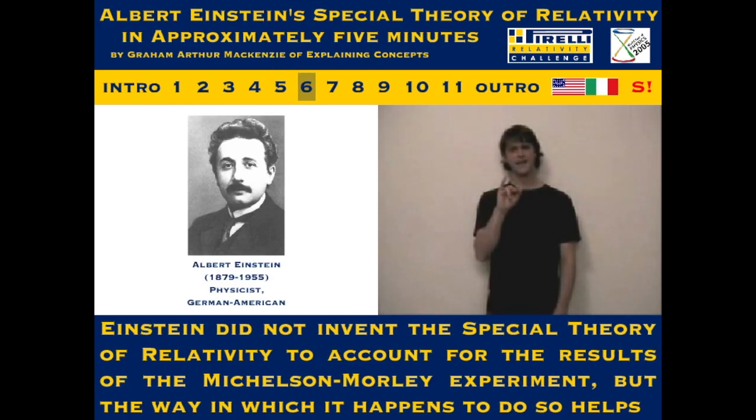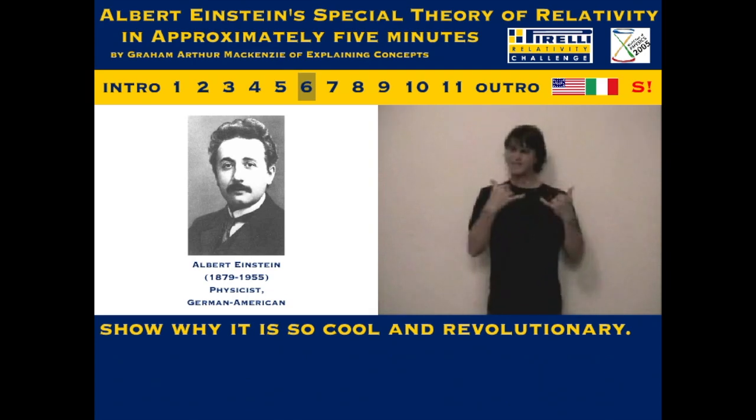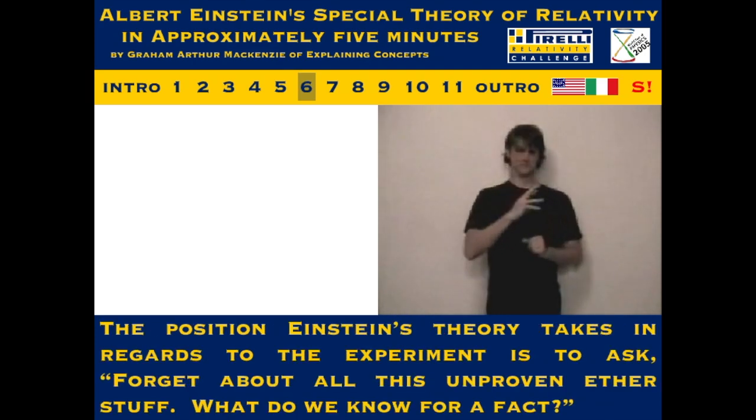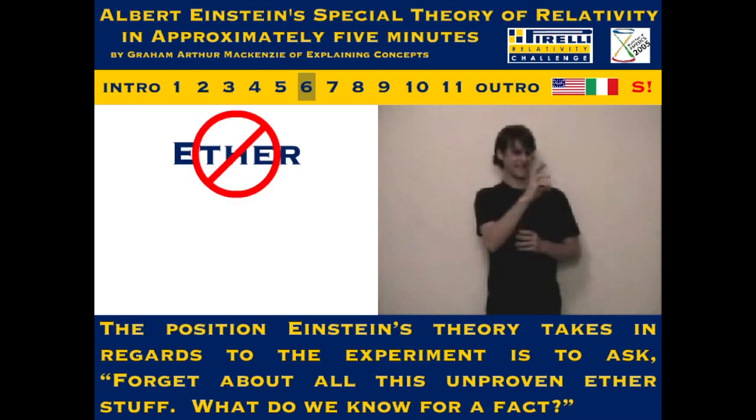Einstein did not invent the special theory of relativity to account for the results of the Michelson-Morley experiment, but the way in which it happens to do so helps show why it is so cool and revolutionary. The position Einstein's theory takes in regards to the experiment is to ask, forget about all this unproven ether stuff, what do we know for a fact?